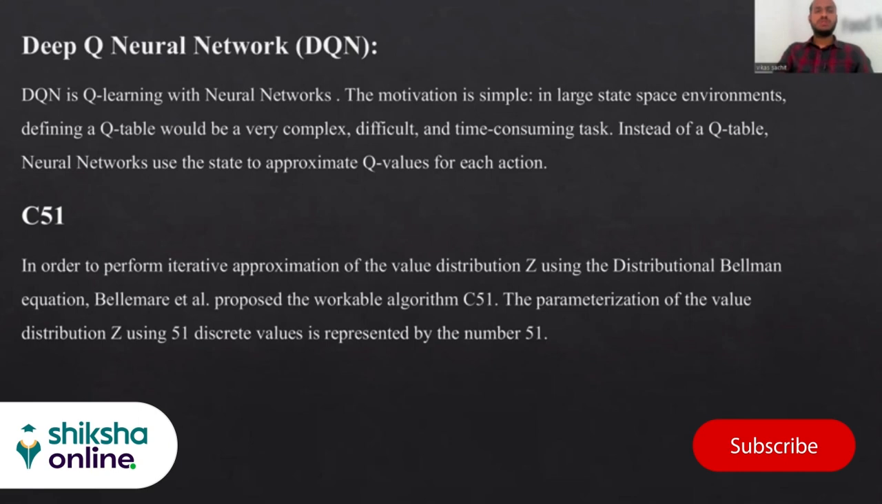So another one is C51. This is another method of reinforcement learning. In this algorithm, a distributional version of the Bellman equation is used. It involves the parameterization of the value distribution Z using 51 discrete values, represented by the number 51. So 51 is a particular number which is defined and represented by Z. These discrete values will be obtained using C51, and the training is based on the number 51. This is why it is known as the C51 algorithm.